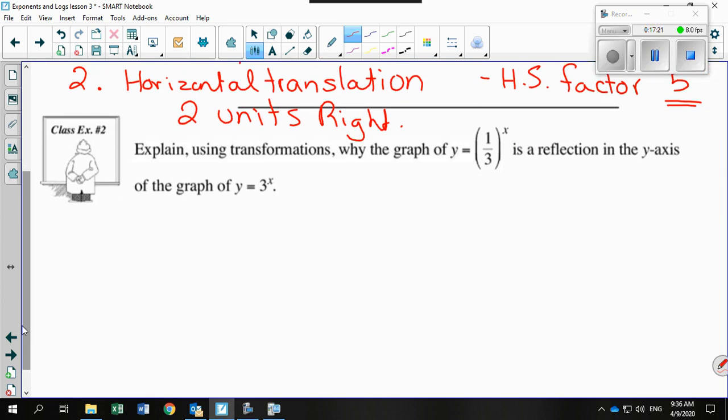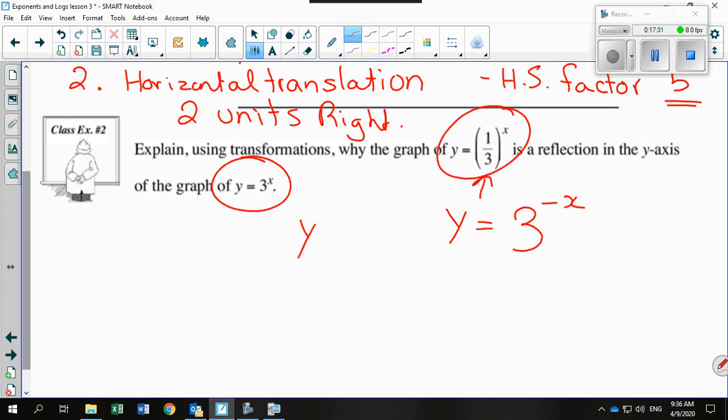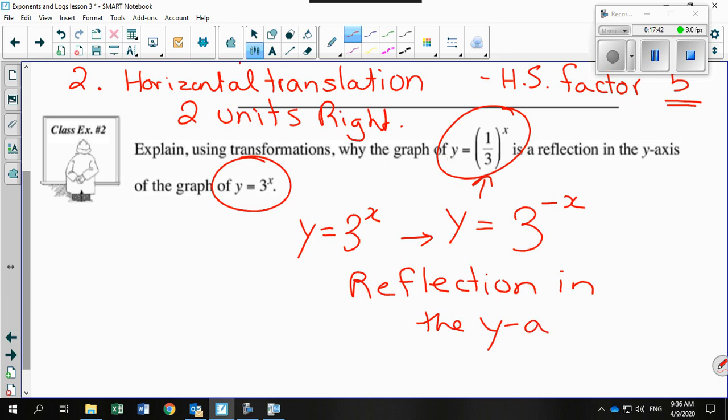I've already kind of alluded to this one when we were doing our graphing. If I wanted to take this one and bring that 3 to the top, I would make it negative, which, when I have this as my original and I went to this, is a reflection in the y-axis. And that comes to our exponent laws.